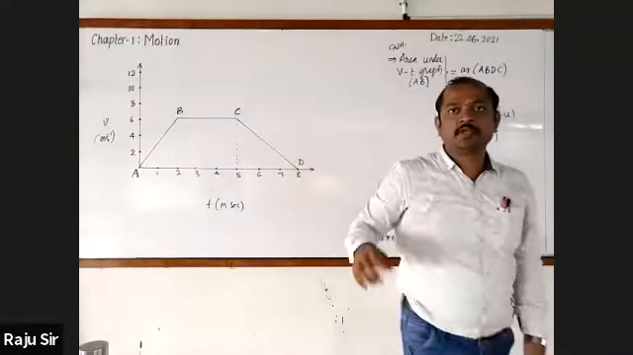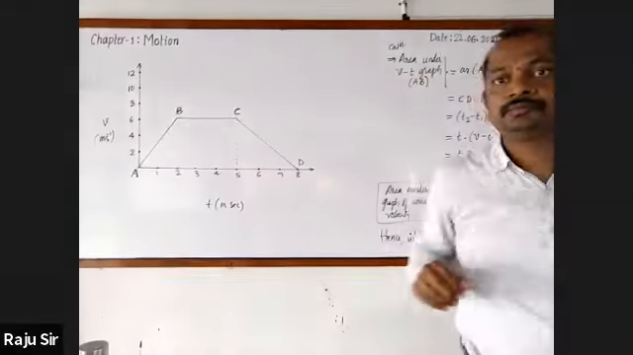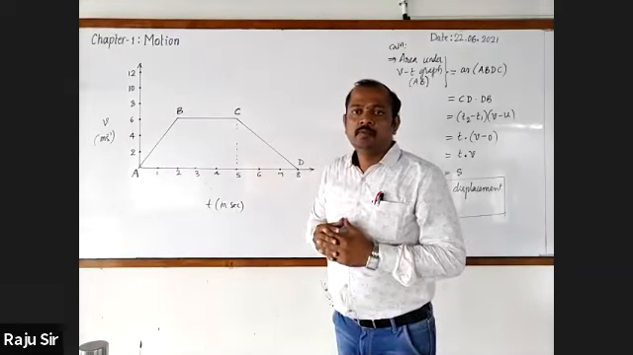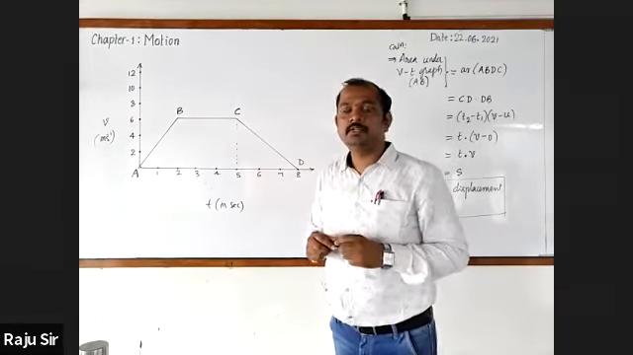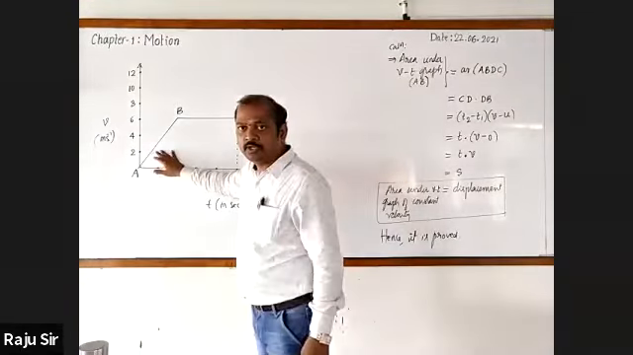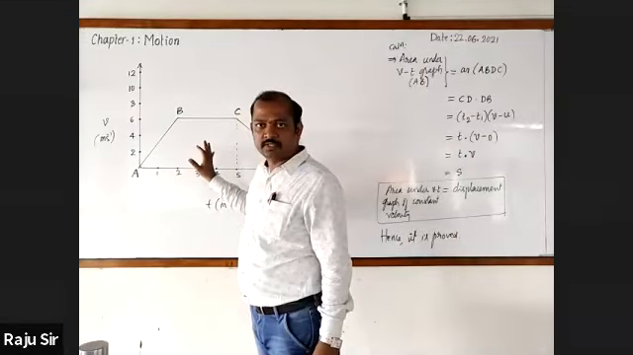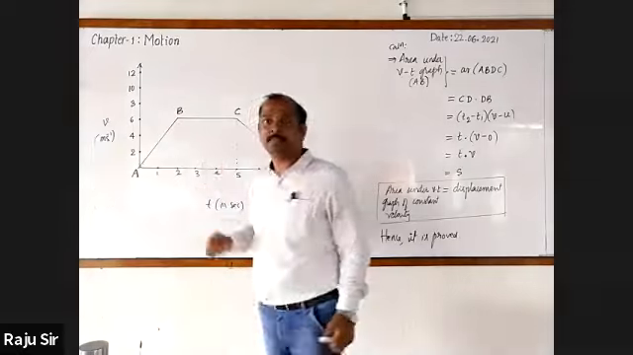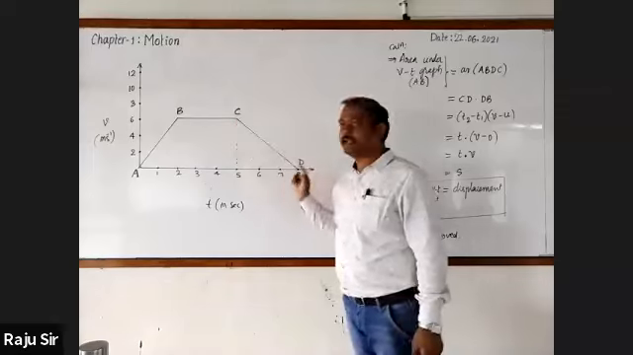Just everybody should observe here. My question is to Sanjita HS. In this VT graph, what does AB represent? Uniform acceleration. Very good. BC represents? Constant velocity. CD represents? Uniform deceleration. Excellent.